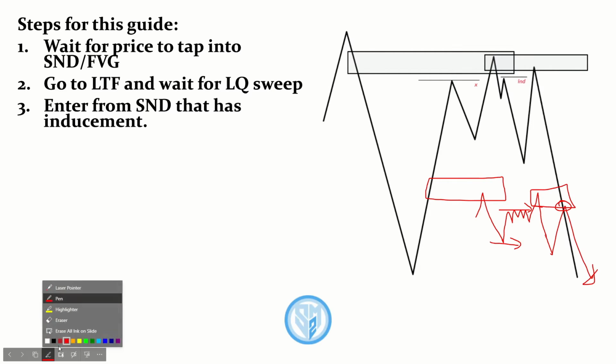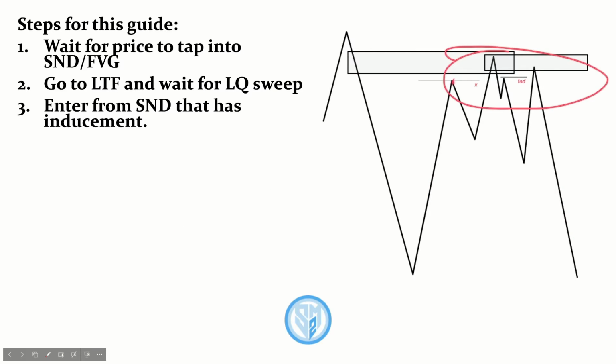So that's an alternative example, but usually it will look more similar to this, where on the way up, price will take out a level of liquidity, mitigate the zone, whether it's a supply and demand or fair value gap, and then after that we will enter from the lower time frame supply and demand that has inducement, right?